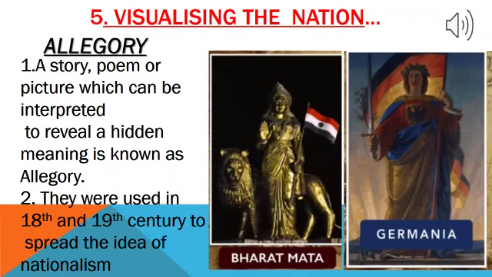Children, you can see the portrait or the statue of Bharat Mata here, which represents our country, India. Then Germania can be seen here. She is representing Germany. So this way, the artists tried to present their nation.